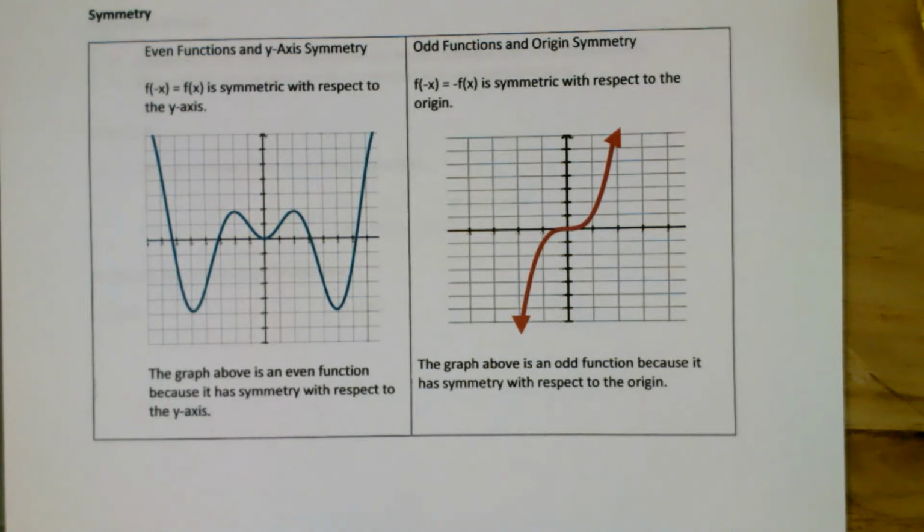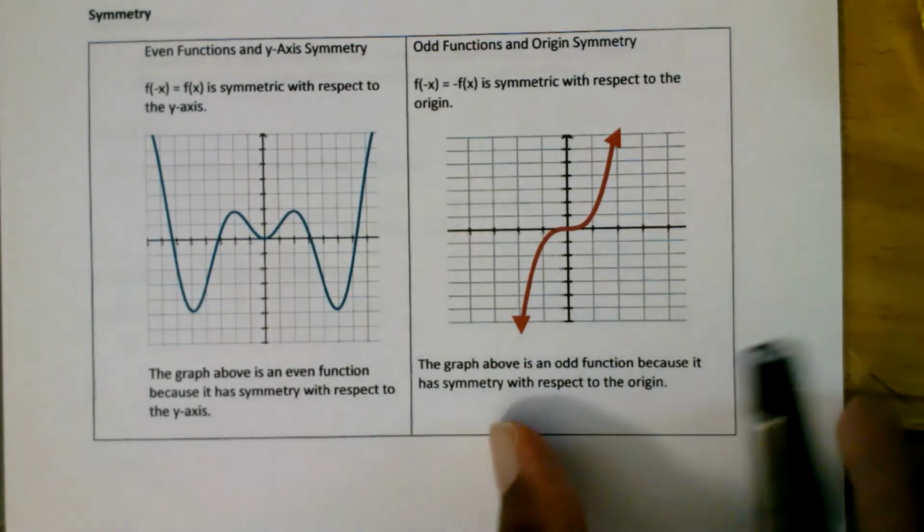That's what we mean by even and odd functions with y-axis symmetry. Even functions have y-axis symmetry, odd functions have origin symmetry. And we're going to talk more about that when we get into graphing quadratic functions and also graphing rational functions as well in future videos.